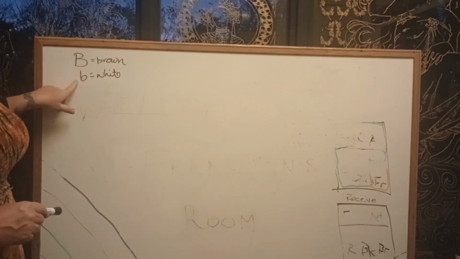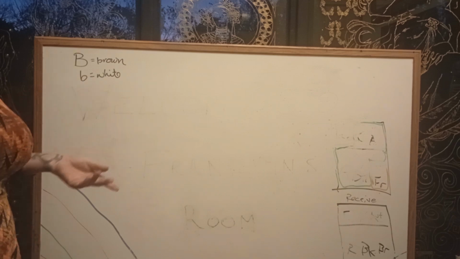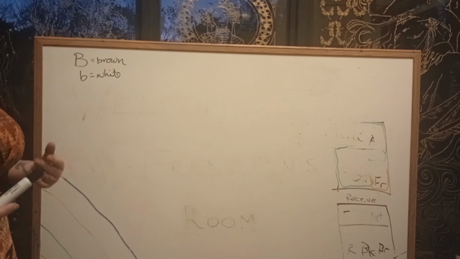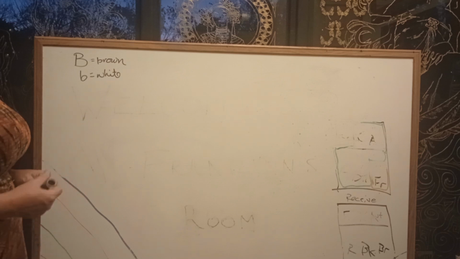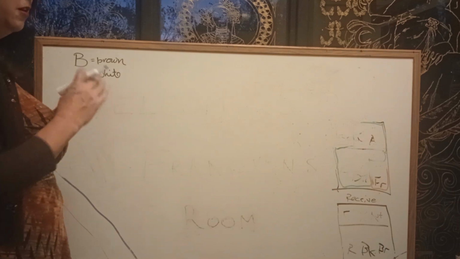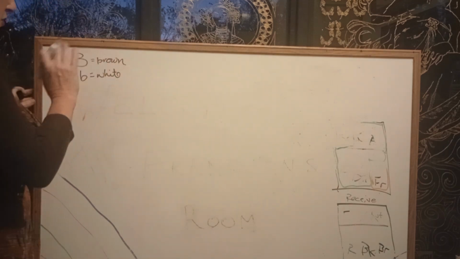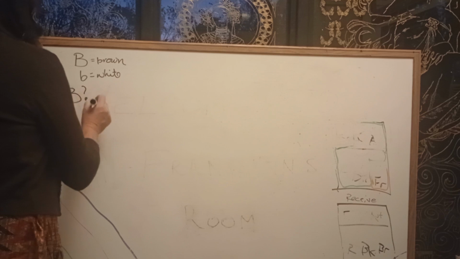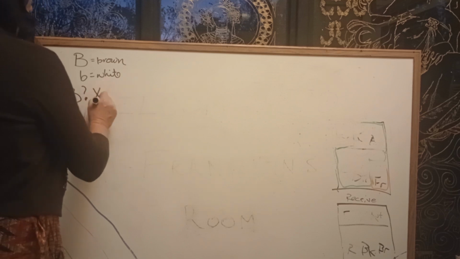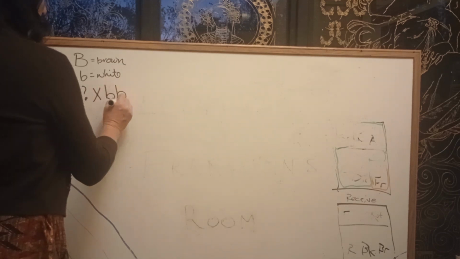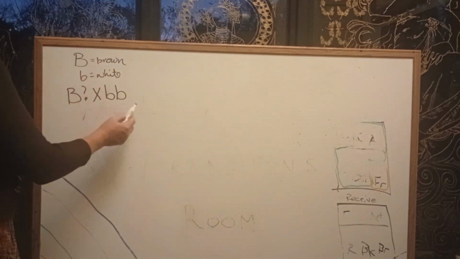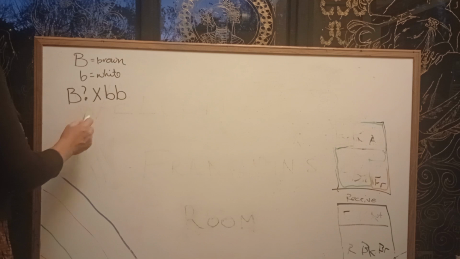So if you had a random brown dog and you're trying to find out if it's carrying a gene for white fur, what you can do is cross it to the recessive phenotype, because that way you know that phenotype is homozygous recessive. You know it only has, so you have a B question mark crossed with somebody who's homozygous recessive for the brown or white. And then you look at what the offspring look like.